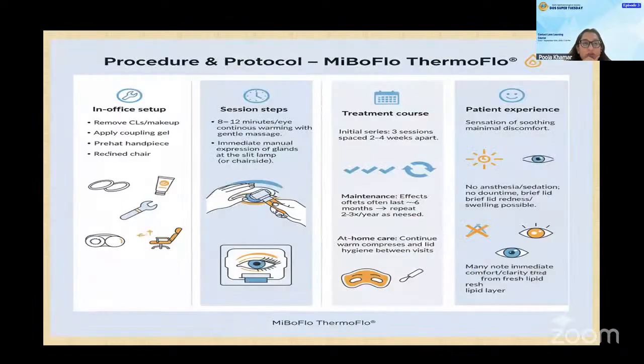The patient shouldn't be wearing any contact lenses or makeup, because otherwise during the massage it can go inside the eye. You apply a coupling gel, preheat the handpiece, and make the patient comfortably seated, and then you can start the therapy, doing the massage over the eyelids for 8 to 12 minutes, 3 sessions, 2 to 3 weeks apart. And you can give a maintenance dose after 6 months of the 3 sittings. It also works very well. And after that, if it's a moderate or severe dry eye, the patients can continue warm compresses at home. Otherwise, it's not needed.